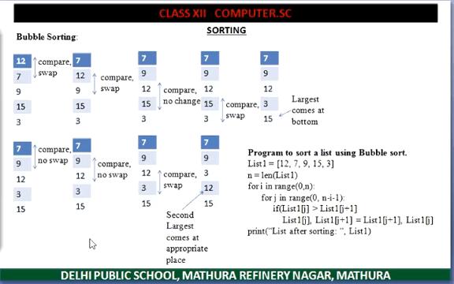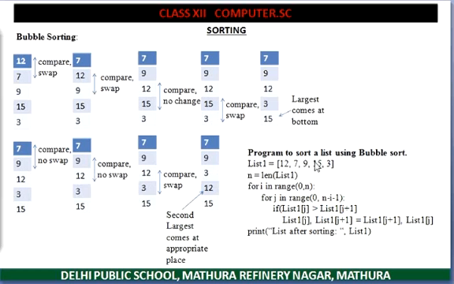Again we repeat the same process. 7 and 9, here 7 is smaller, so compare, no swap. Compare 9 and 12. 9 is smaller, so compare, no swap. Here 12 is greater than 3, so compare and swap. So it becomes 3 and 12. The second largest element comes at the appropriate place. So two elements are sorted. Likewise we sort all the elements.